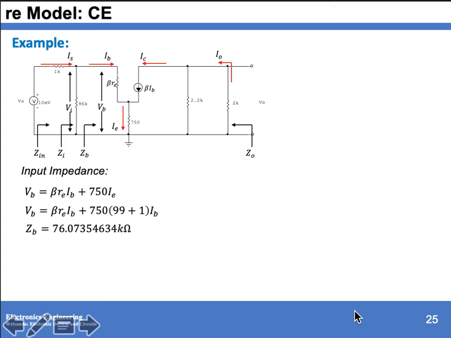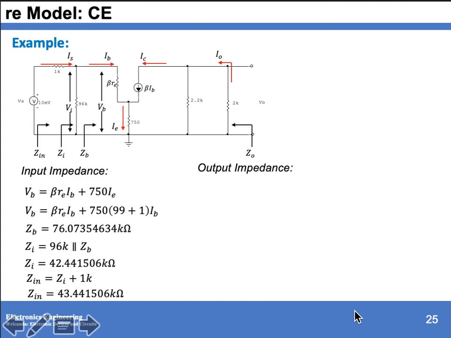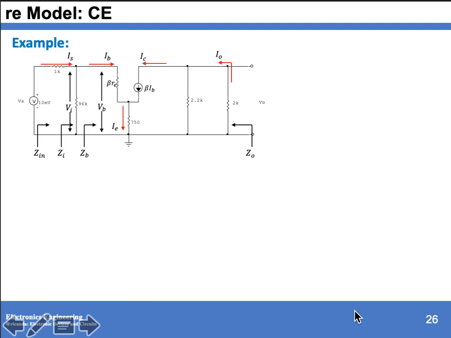So we have your impedance base is 76.07354634 kilo ohms. Then to solve for your impedance I, we have to get the parallel of your impedance base with 96k. So that is 42.441506 kilo ohms. And impedance IN, just add your RS, which is 1k. So this is our impedance IN. For output impedance, setting BS to 0, so we have 2k in parallel with 2k. So this is your output impedance.